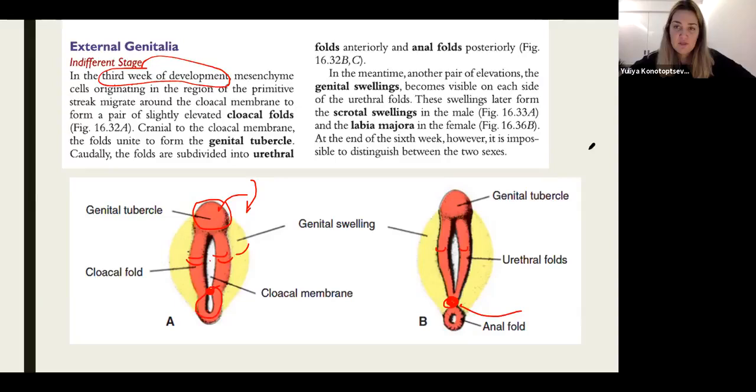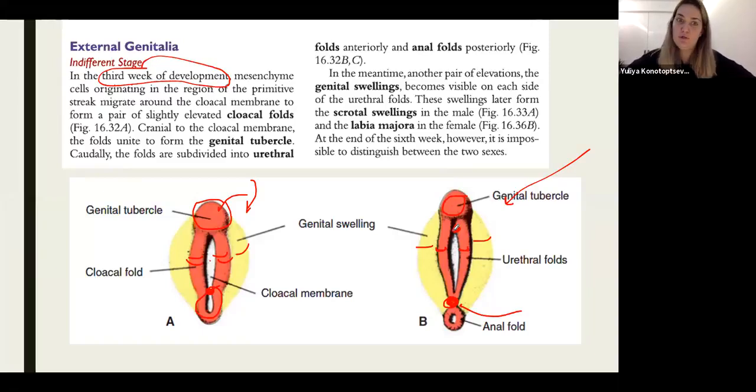So in females, nothing changes. That's what we will learn next class, that there are absolutely no changes whatsoever. So it stays as it is. So what do I mean? The genital swellings in the female will become labia majora. The urethral folds will become the labia minora, and the genital tubercle will be the clitoris. The urethral opening will be just below it, right? As you know, the clitoris is a bit up, the urethral opening is a bit downward. So that's where the urethral opening will be.